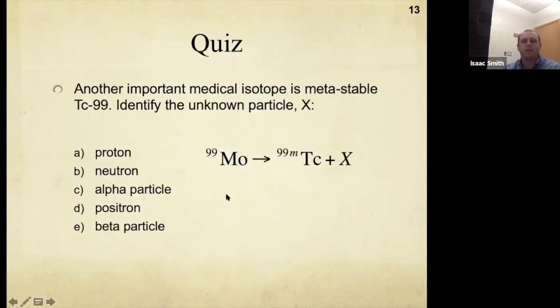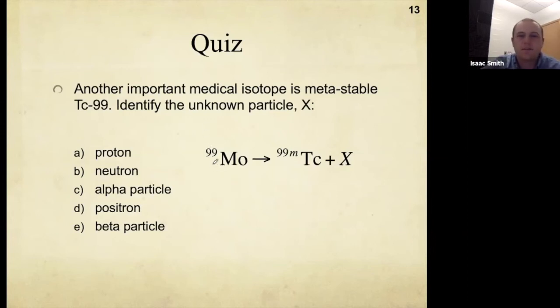Let's try another example here. So hopefully you're seeing that these are the kind of questions you'll probably be asked to answer on homeworks and tests. A lot of the other information we talked about is the principle behind it, just some cool applications for it. So another important medical isotope is metastable Tc-99. Identify the unknown particle X. Okay. So in this one, your Mo is going to be undergoing radioactive decay into Tc, and we want to know which kind of radioactive decay happened. Okay, so go ahead and pause it and try this out on your own.